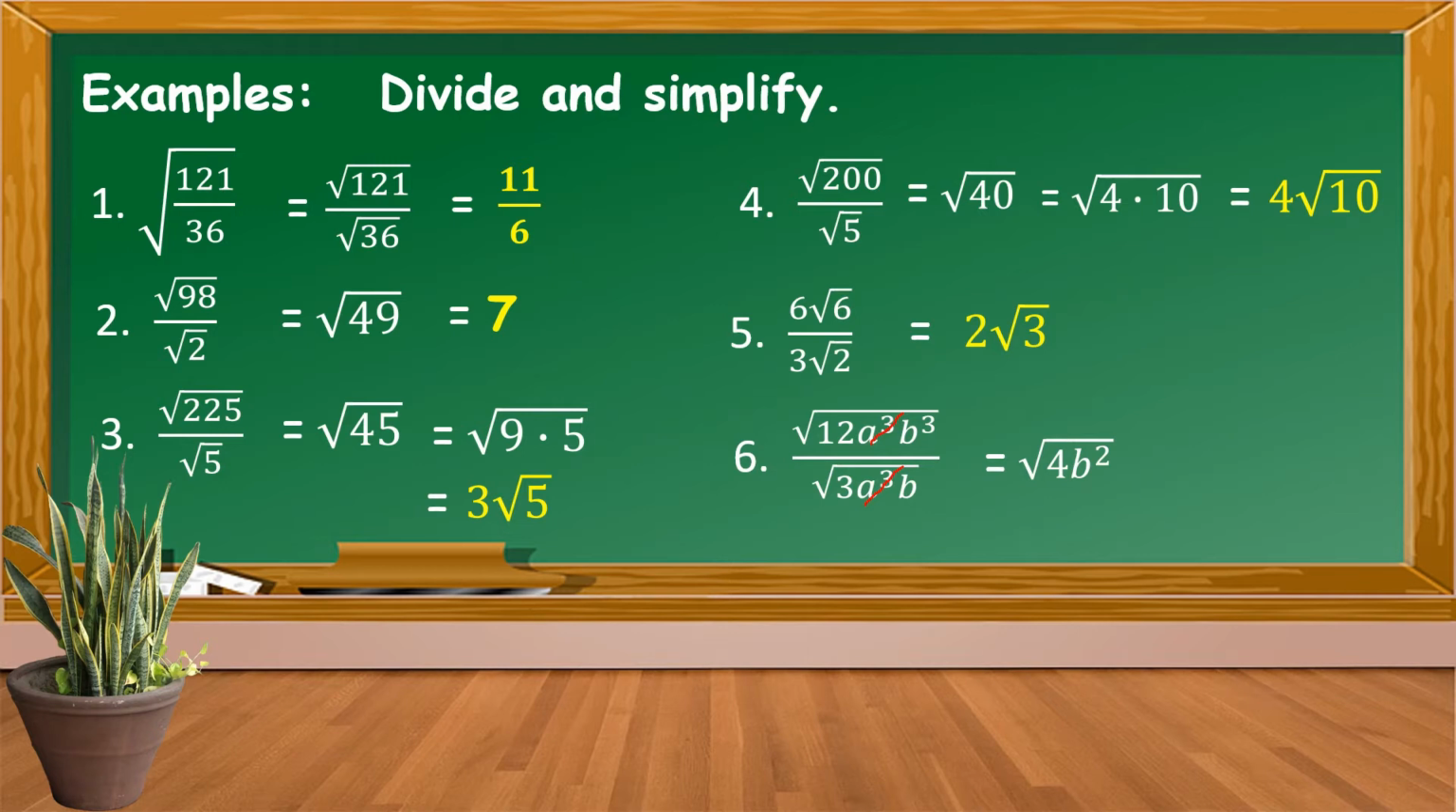Remember the quotient rule. In the quotient rule, we subtract the exponents. So 3 minus 1, because we have an exponent of 1 here. That is 2. So our answer is square root of 4b squared. But the square root of 4b squared can still be simplified. What is the square root of 4? That is 2. And square root of b squared is b. So our final answer is 2b.